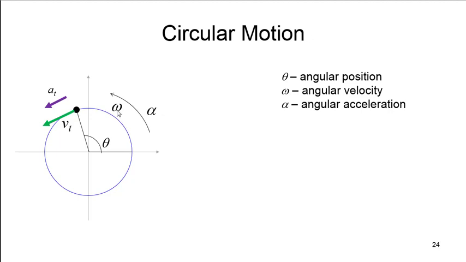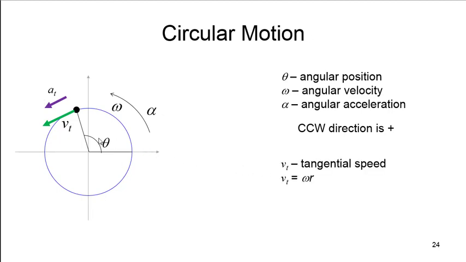Now, if our angular velocity changes, if it gets bigger or smaller, if we rotate at a faster speed or a slower speed, we will also have an angular acceleration, alpha. And alpha just measures how fast our angular velocity is changing. We define the counterclockwise direction as positive. That way we can differentiate between something that's moving in this direction and something that's moving in this direction.